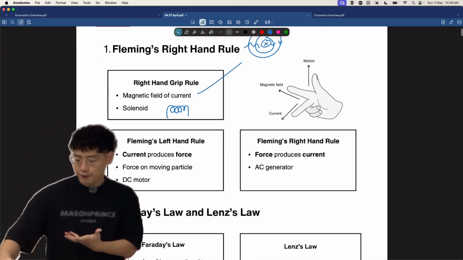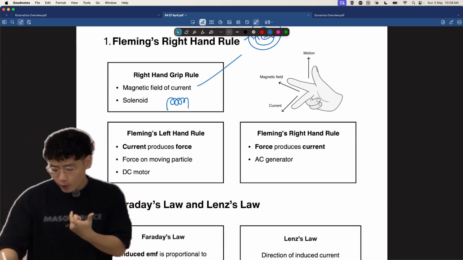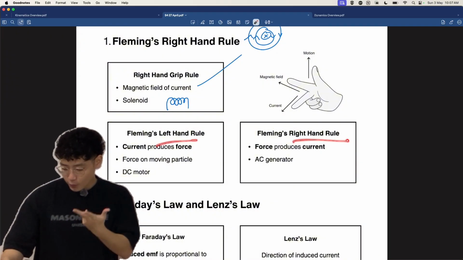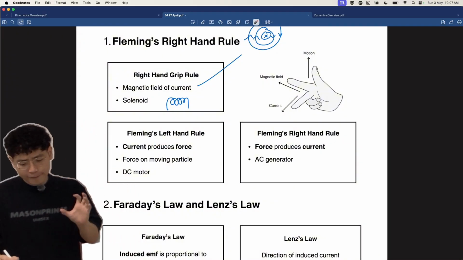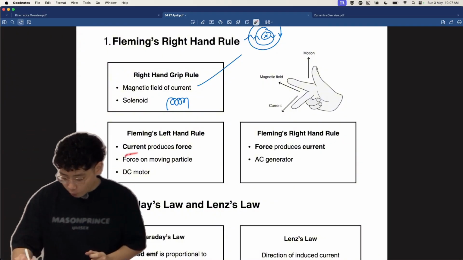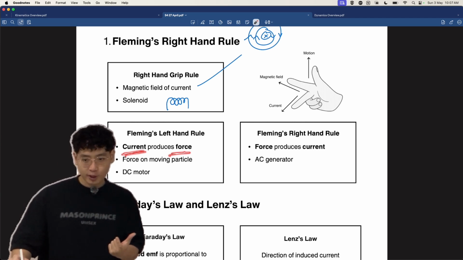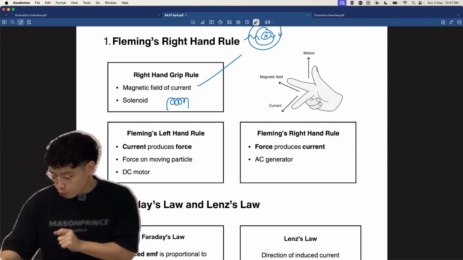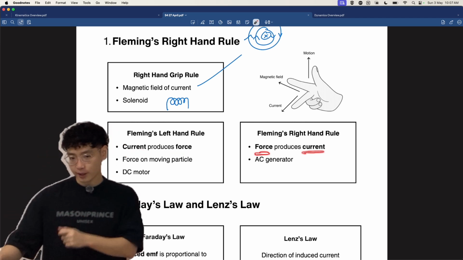Next one is Fleming's left-hand rule. Very important, you know when to use Fleming's left-hand rule and Fleming's right-hand rule. We use Fleming's left-hand rule when the current is the one that produces the force. We use Fleming's right-hand rule when the force is the one that produces the current.